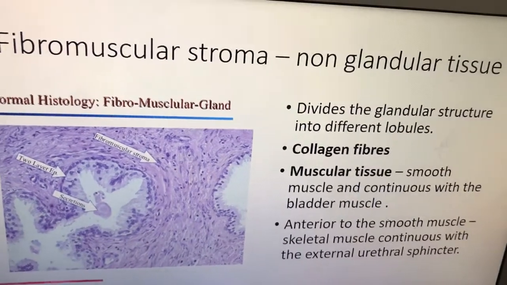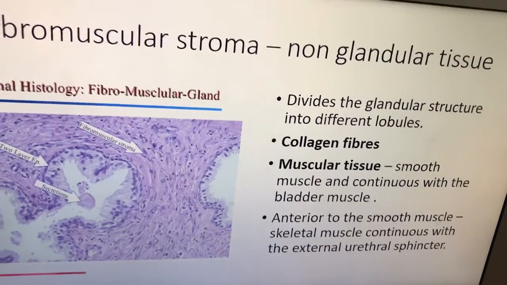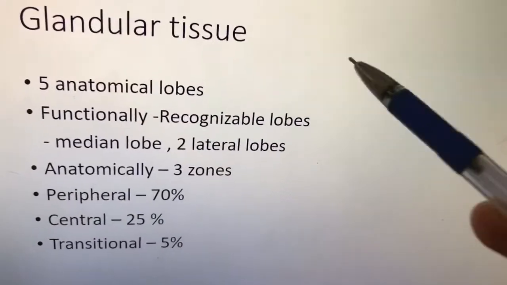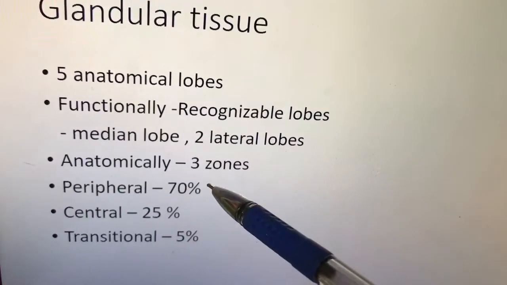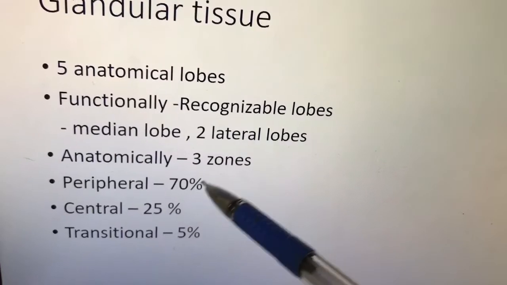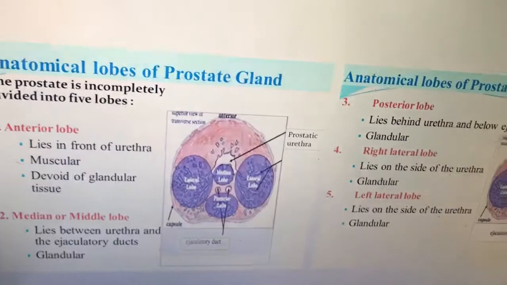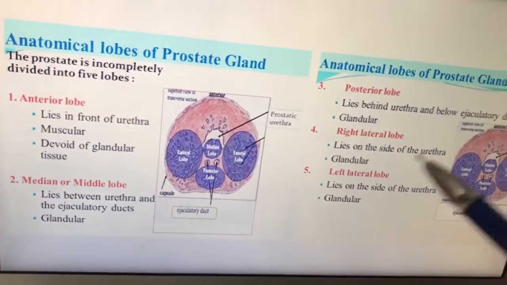And then this is the fibromuscular stroma. Fibro means collagen fiber, muscle means smooth muscle. So this is about the fibromuscular stroma, and the most important area we have come across is the glandular tissue. You have 5 anatomical lobes and 3 zones. These 3 zones are very important. Maximum, you will have the peripheral zone. I will show you the zones. First let me talk about the lobes.